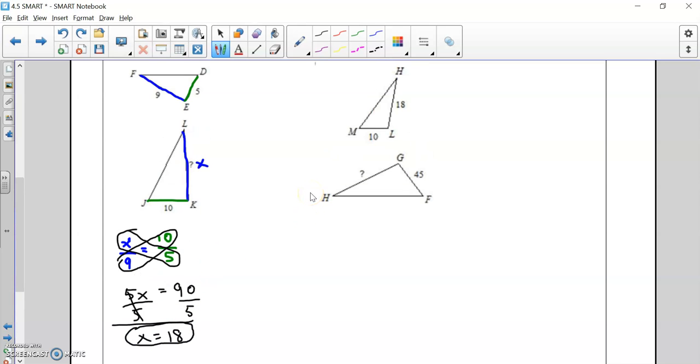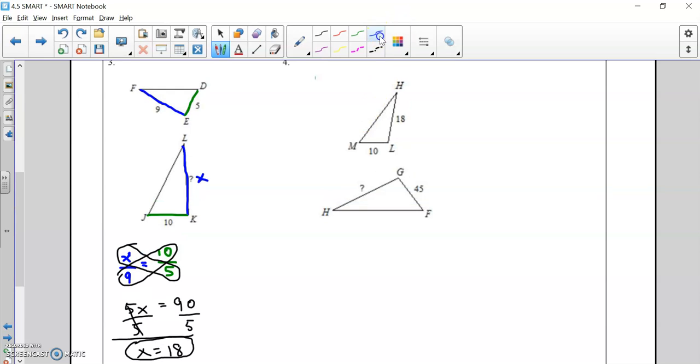All right, one last problem. Same exact process. So we're going to match our two longer sides and our two shorter sides. And we can go ahead and start setting up our ratios. We know we'll call this one x, just like we did the last time. So we can say x over 18 equals, my second ratio is going to be 45 over 10. Notice how I stayed consistent.